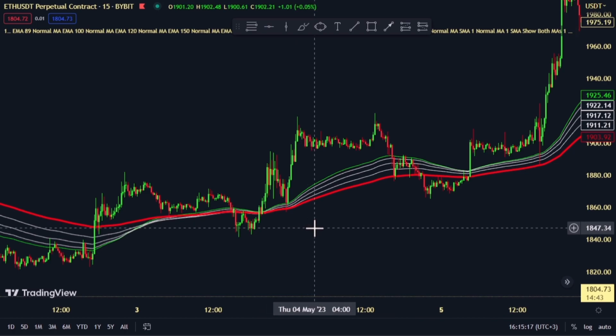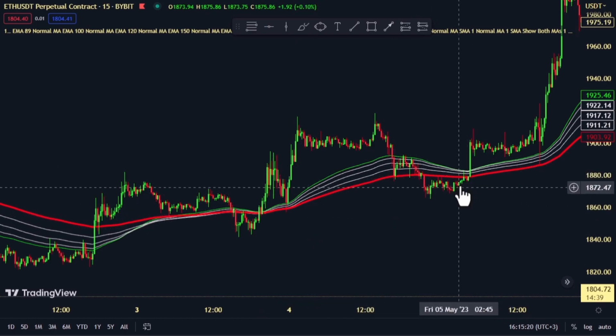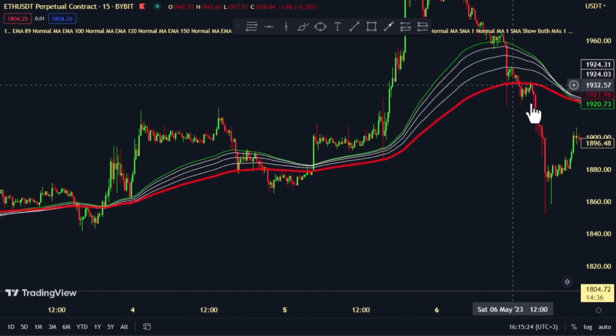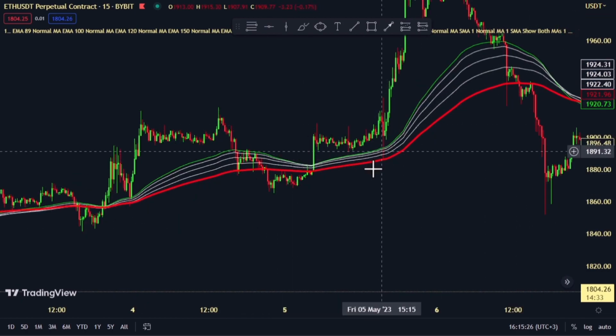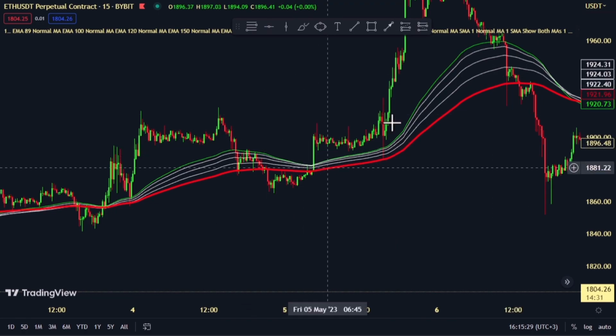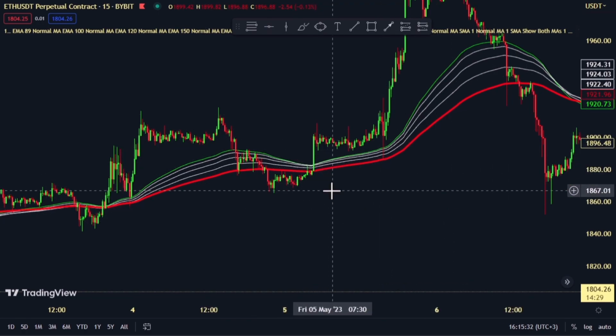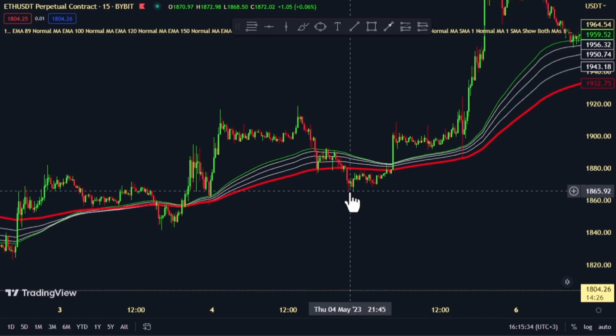We have to wait for the market to decide whether it wants to break down and change the direction, like it did here in this case, or it wants to continue all the way up, which happened here. So we have two different types. You have to wait for the market to decide.